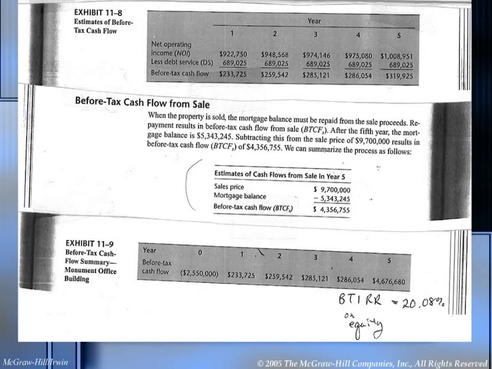Then we get the before tax cash flows from Exhibit 11.8, and to that, in that very last 5th cash flow, we add the before tax cash flow of selling this property, and that would be the $4,356,755. And then we find what is the internal rate of return on those. And that works out to be 20.08%. And we call that the BT IRR, before tax IRR. In this case, it's on the equity. It's not on the entire property, it's on the equity.